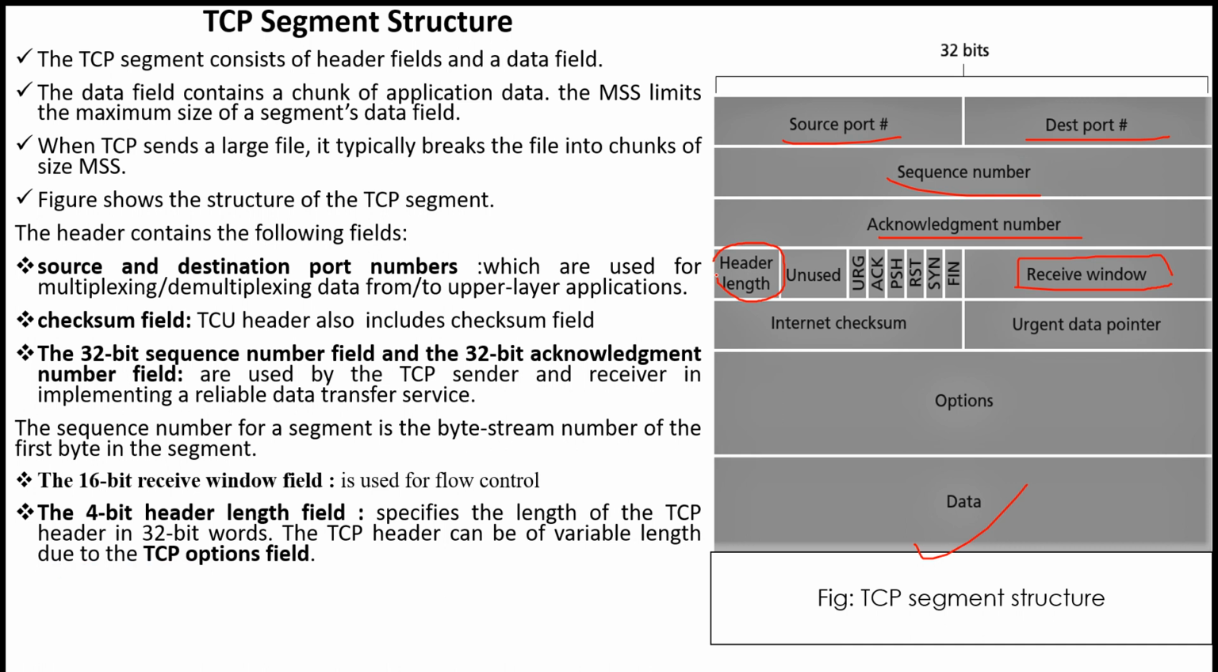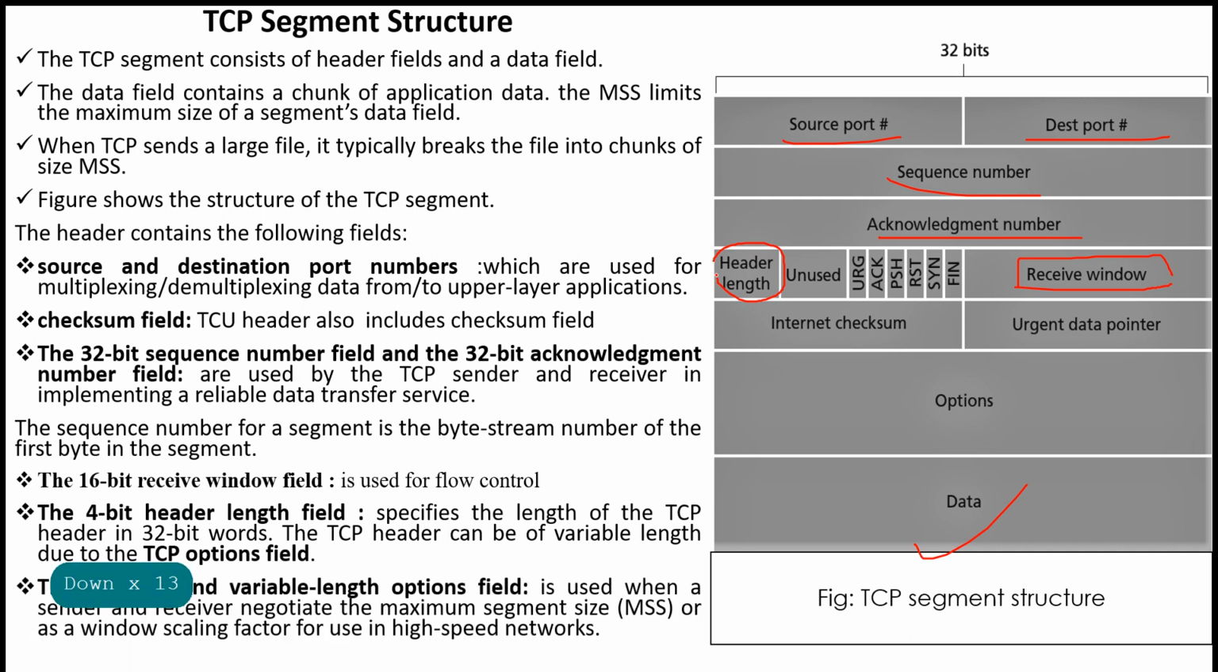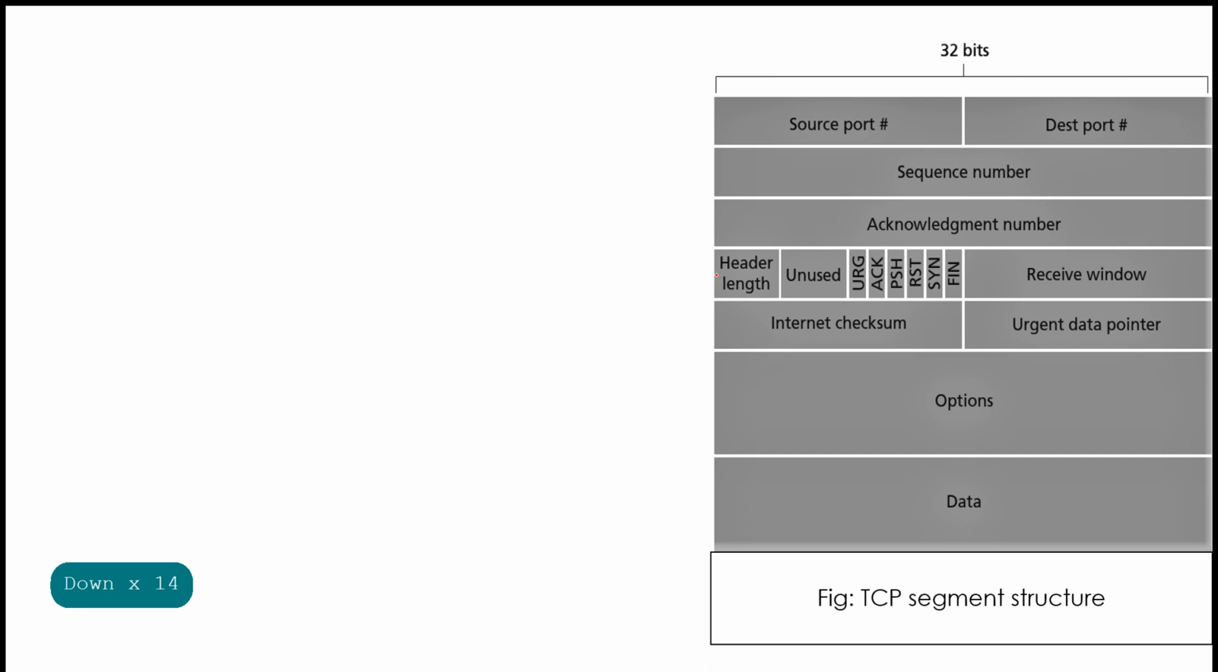The TCP header can be of variable length due to the TCP options field. Next, the optional and variable length options field. It is used when a sender and receiver negotiate the maximum segment size, that is MSS, or as a window scaling factor for use in high-speed networks.